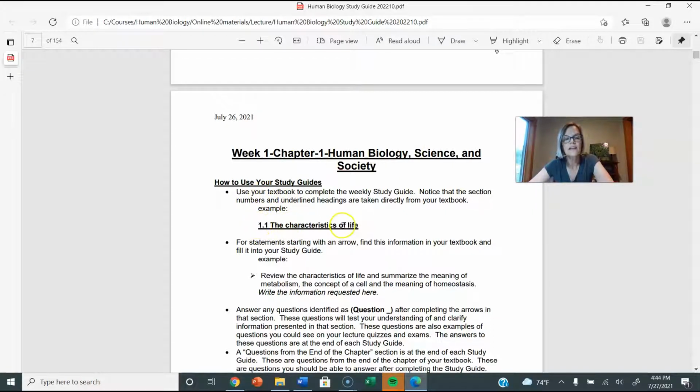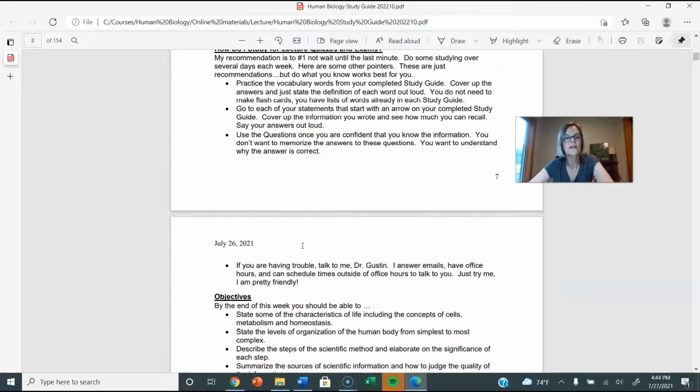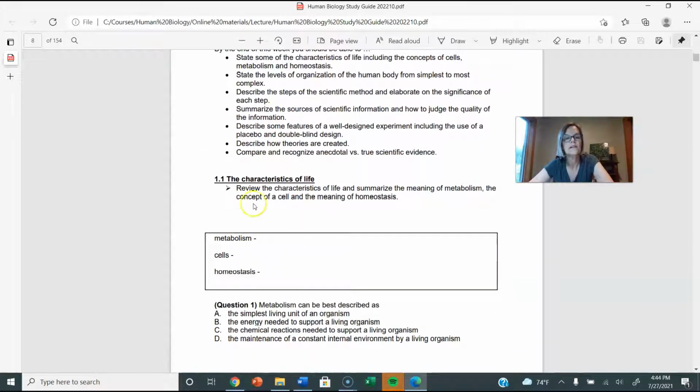You'll notice that the study guide has all these sections that have numbers ahead of them. In fact, I'll go to the actual study guide. Here we go. There it is, characteristics of life. And it tells you what to do. Section 1.1 is in your textbook, and it says the characteristics of life. It's going to ask you to do something: review the characteristics of life and summarize the meaning of metabolism, the concept of a cell, and the meaning of homeostasis. Now, you might be able to write that here and fit it in there. You might need another piece of paper to write some extra notes.